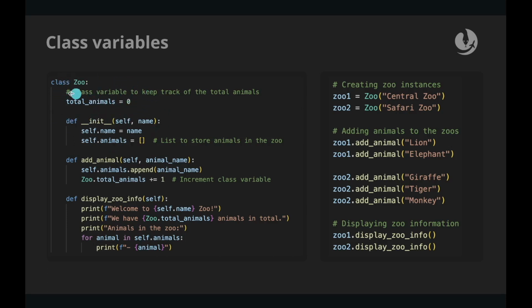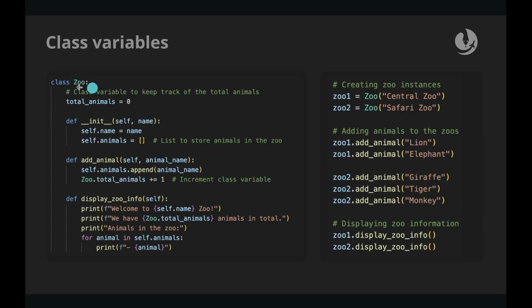So this variable keeps the track of total animals in the zoo class. So whenever we instantiate a zoo, like we did over here, Central Zoo and Safari Zoo, we add some animals. Over here, we are adding 2 animals to the zoo number 1, which is Central Zoo, and 3 animals to the Safari Zoo. So in the Central Zoo, we have 2 animals. In the Safari Zoo, we have 3 animals. If we display total animals, it will give us 5, okay?